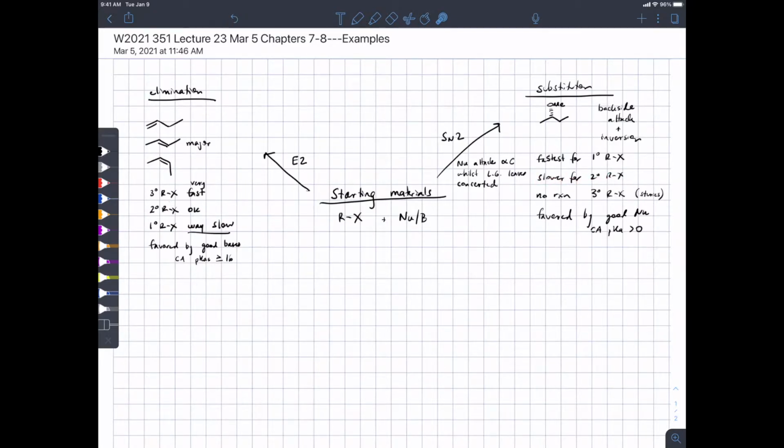In contrast, if you've got a tertiary alkyl halide, it doesn't matter whether your base is also a good nucleophile because SN2 is simply not an option. And then if you had a primary alkyl halide, it turns out SN2 will be fast enough to totally outcompete the E2 reaction for primary alkyl halides.